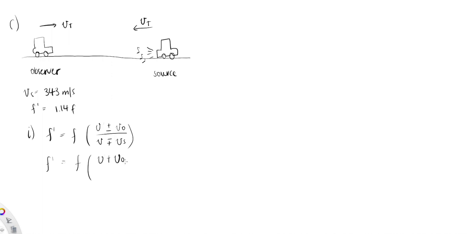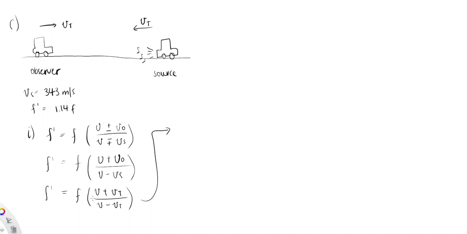So that would be plus vo. And then what do we do for the denominator? Well, since it's the denominator, that means we have to do the opposite. So that would be minus vs. We were also told that the trucks are moving at the same speed, therefore we can simplify this even further by saying v plus vt divided by v minus vt.